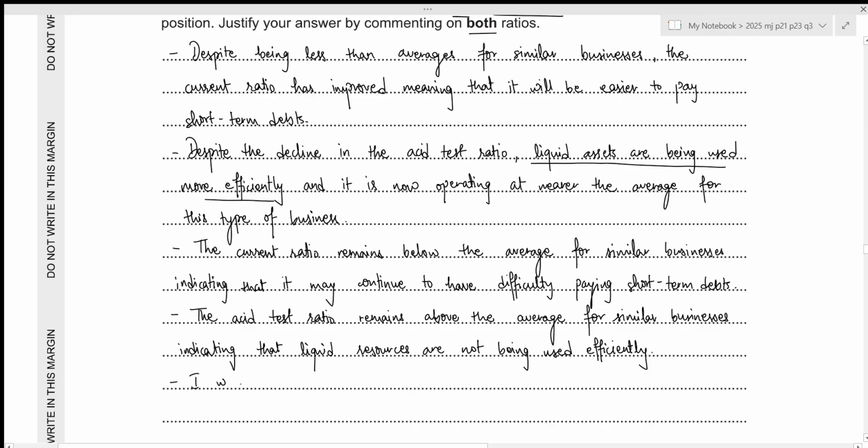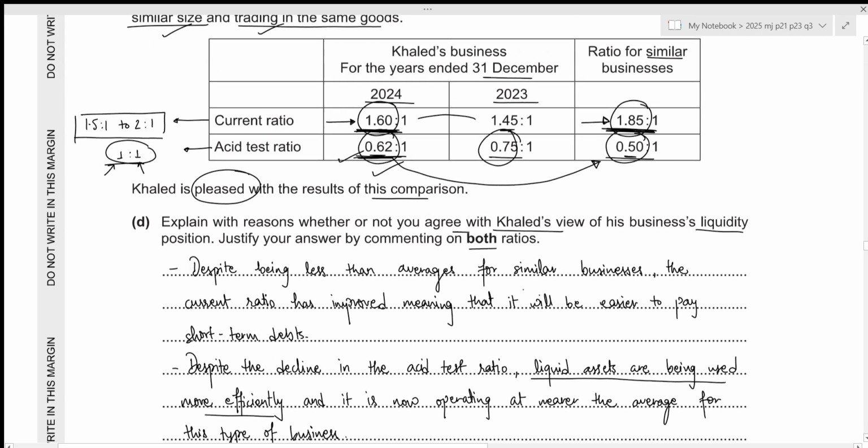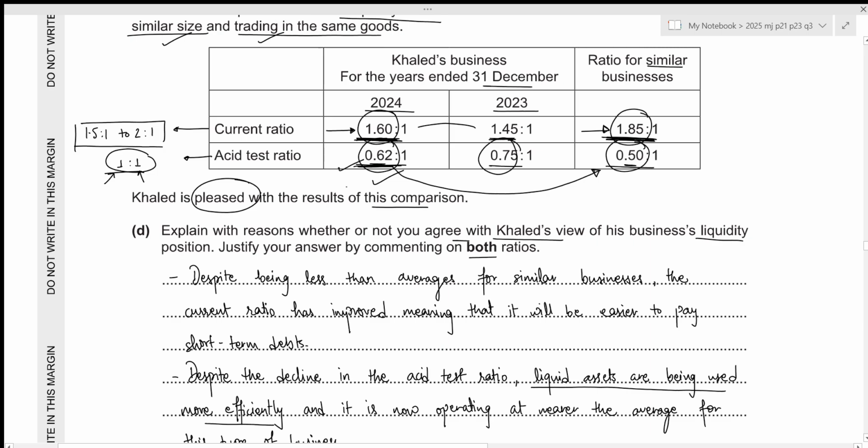I would have to agree with Khalid's view of his business's liquidity, because the current ratio has improved in 2024, because previously it was 1.45 and now it is higher than 1.5.